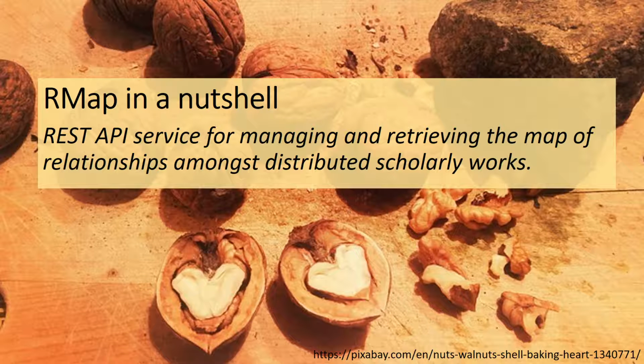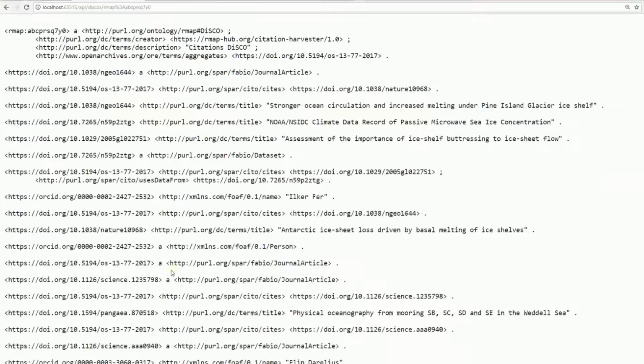So the primary service offered by RMap is a REST API, and this allows you to manage and retrieve the maps of relationships as linked data. If you're looking at a DISCO through the API, it'll look something like this. This is Turtle RDF and is available without having to log in.